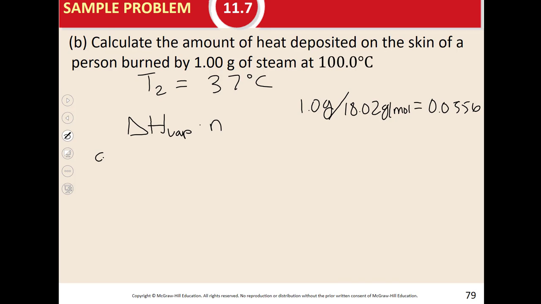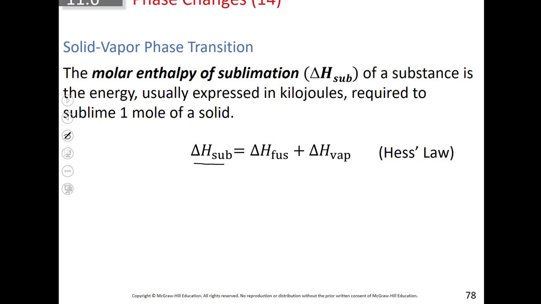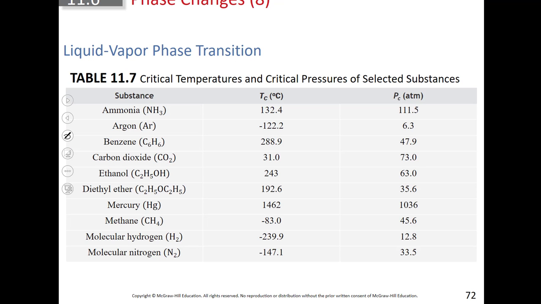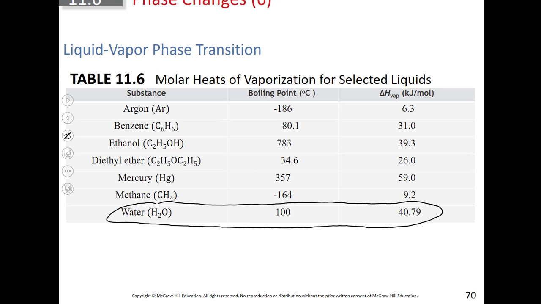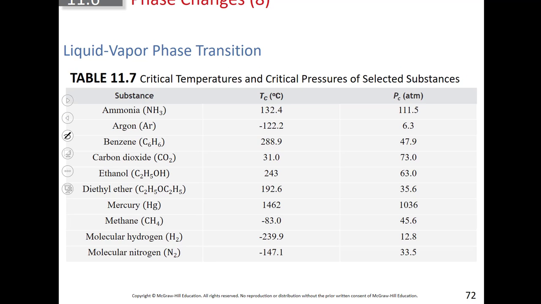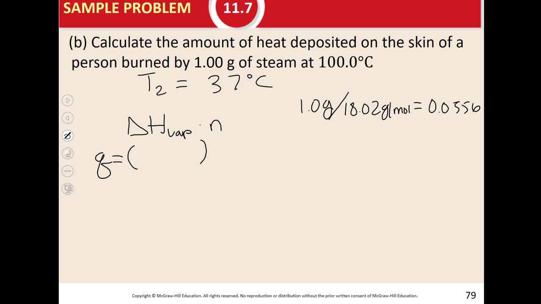So for the first amount of heat, what is delta H vaporization for water? What was that number again? Good. 40.79 right there from that table, and that's in kilojoules per mole. And now we're going to multiply it by moles, 0.0556, and that'll just leave us with kilojoules.